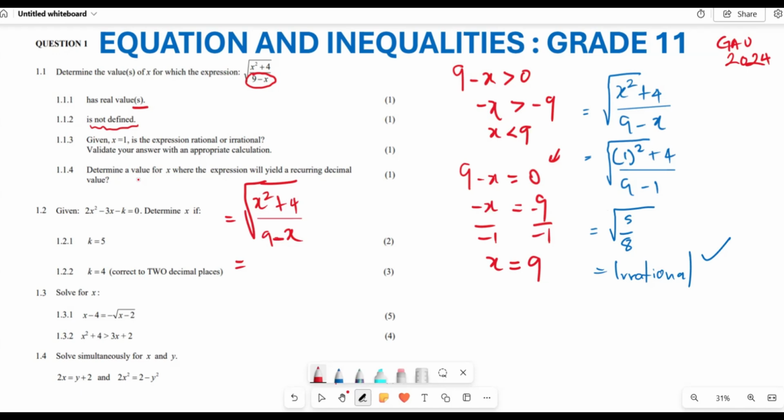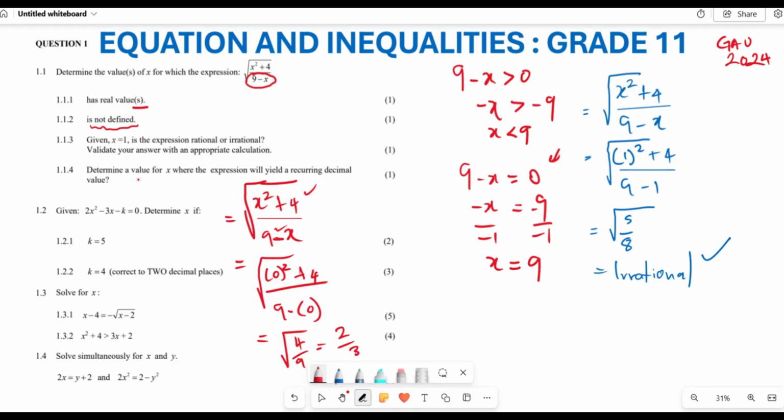Can you see that your 4 is a square number and your 9 is also a square number? So when your x is equal to 0, this is the same as square root of 0 squared plus 4, divided by 9 subtract 0. Can you see that this is square root of 4 over 9? And 4 over 9 is the same as 2 over 3 altogether.